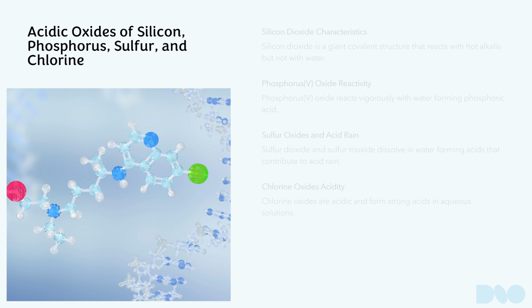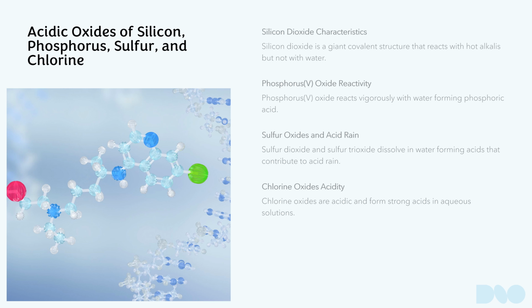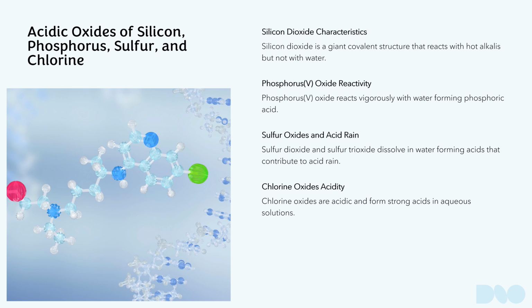On the right-hand side of period 3, oxides are acidic and predominantly covalent. Silicon dioxide is a giant covalent structure and does not react with water, but it does react with hot concentrated alkalis. Phosphorus V oxide reacts vigorously with water to form phosphoric acid. Sulfur dioxide and sulfur trioxide dissolve in water to form acidic solutions, contributing to acid rain.